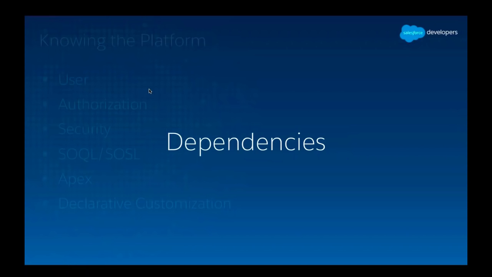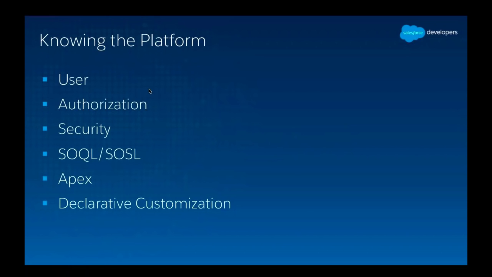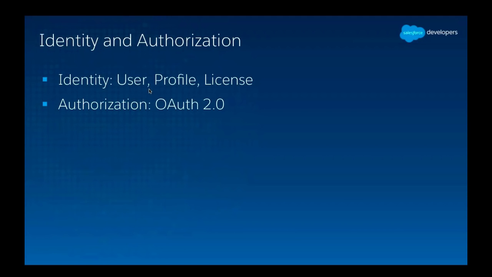So what are some dependencies on integration? And I think these are really important things to talk about. There are some things you really must know about the platform at a very minimum level in order to be effective. So things like your user, authorization, security, SOQL and SOSL, and then how do things change on the platform? So things like Apex and declarative customization. I'm going to give a very high-level overview of all of these. I am giving this basically as a laundry list of things for you to do research on as you start to build your integration. Okay?